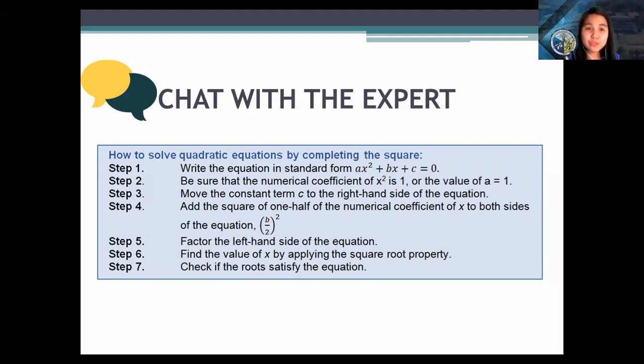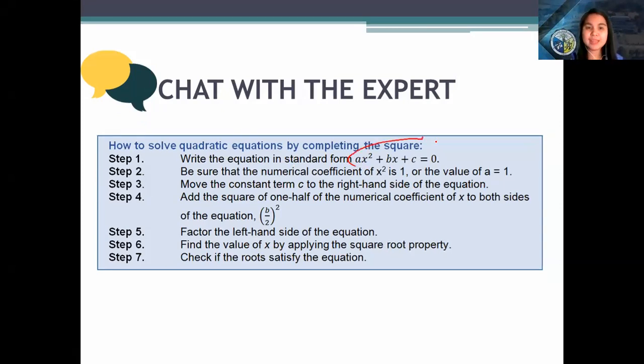Now, how to solve quadratic equations by completing the square. The first step is you need to write it first in standard form. Then be sure that the numerical coefficient of x squared, or we say the value of a, is 1. Now, what will you do if the value of a is not 1?